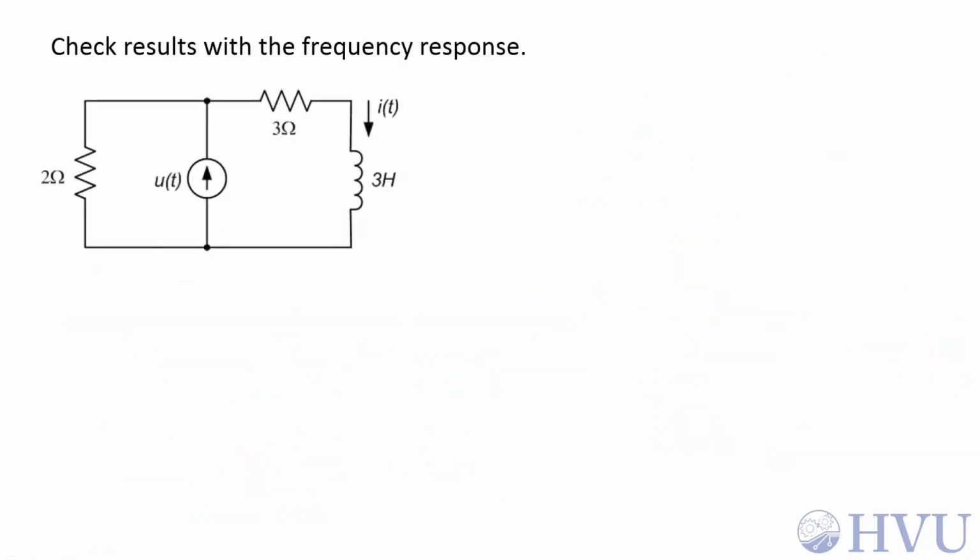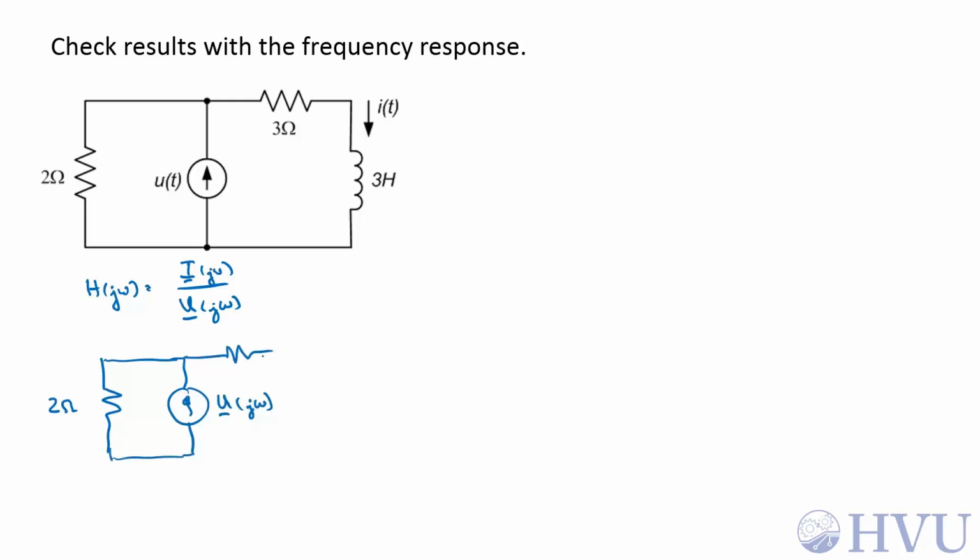So I'll convert this circuit to the frequency domain and calculate H(jω), which is going to be the output phasor as a function of frequency over the input phasor as a function of frequency. I have a 2 ohm resistor. The input becomes a phasor, which is a function of frequency, with 3 ohm impedance, and the impedance of this inductor becomes j3ω. The output phasor is I(jω), which is still the current through the inductor.